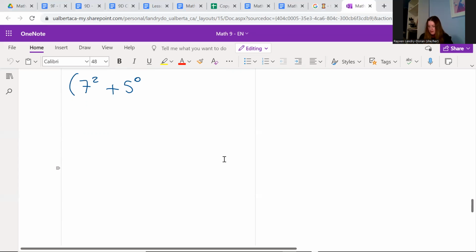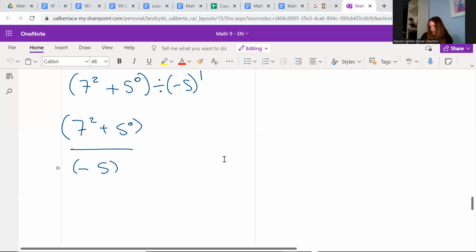All right. 7 to the power of 2 plus 5 to the power of 0 divided by minus 5 to the power of 1. So this is like if we have 7 to the power of 2 plus 5 to the 0 in parentheses divided by minus 5 to the power of 1. And so first we want to start with what's in the parentheses, right? So we'll start at the top because of 2 parentheses, do the first one first. Obviously, so we have exponents here next. So we'll do the exponents in the top.